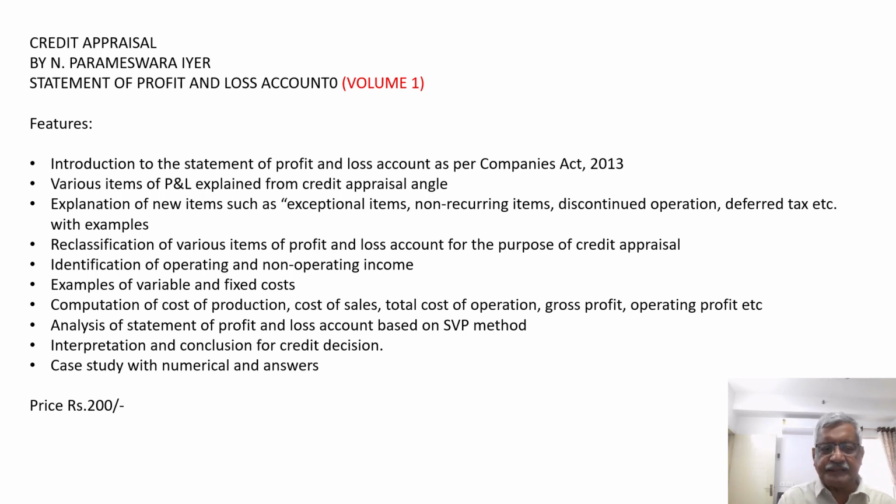reclassification of various items of profit and loss account for the purpose of credit appraisal, identification of operating and non-operating income, examples of variable and fixed cost, computation of cost of production, cost of sales, total cost of operation, gross profit, operating profit, etc. Analysis of statement of profit and loss account based on sale value of production method, interpretation and conclusion of credit decision, case study with the numerical and answers.